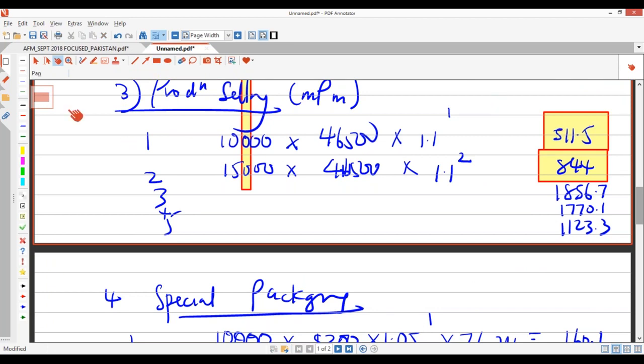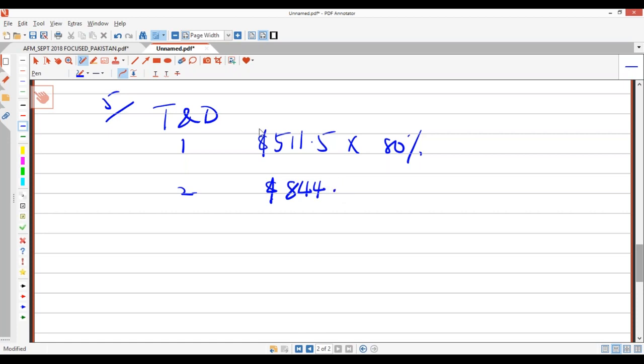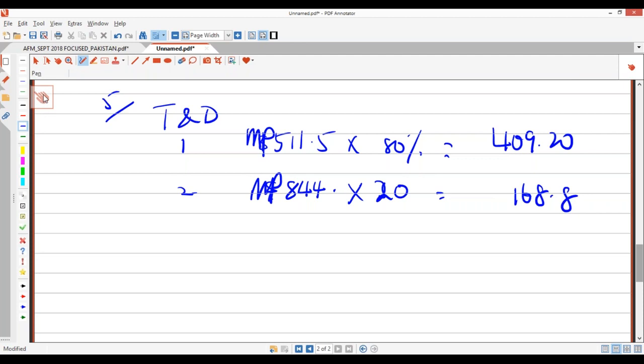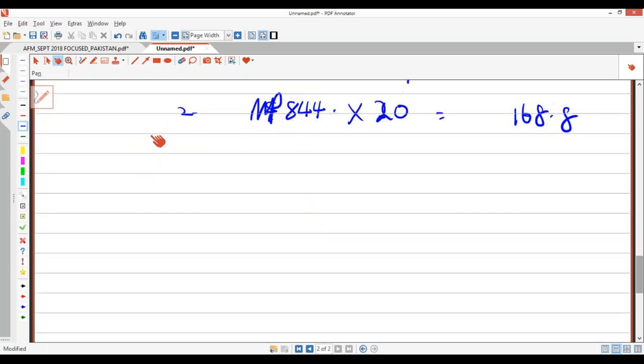Okay, so what we're going to do, take these two figures, multiply by, let's show the 2 years as well, 5,1. You're going to get here 511.5 times with 80%. Year 2 is going to be 844. Sorry, not dollar. This is going to be in Megan peso. 844 multiplied by 20%, giving you 409.2, 168.8. Okay, so that's what you got there. Next one is going to be workings number 6.